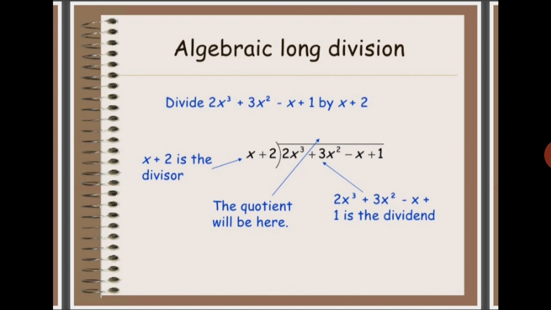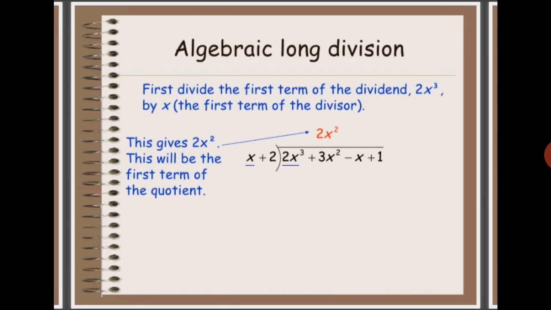Children, in this case you can easily understand that 2x cube plus 3x square minus x plus 1 is the dividend and x plus 2 is your divisor. So the very first step is writing them in their proper places. So that is done on the screen. You can see it. Now let's begin with the division.